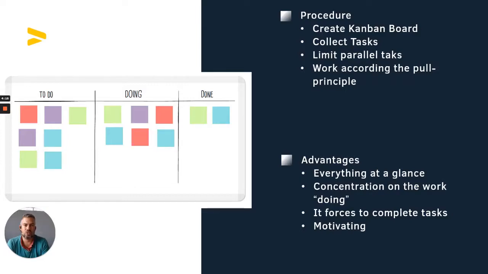So in the end, the advantage of this methodology is that I have everything at one glance. I can see visualized what I'm working on and what will come. Then I can concentrate more on the work because I see it, and it also forces me to complete my tasks, because I cannot start a new task if an ongoing task has not been finished. And this in the end is a kind of motivation. So how does it work in practice? I will show that now with a tool.